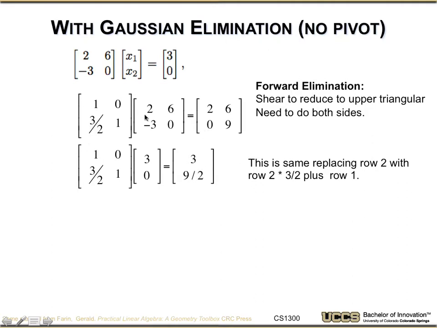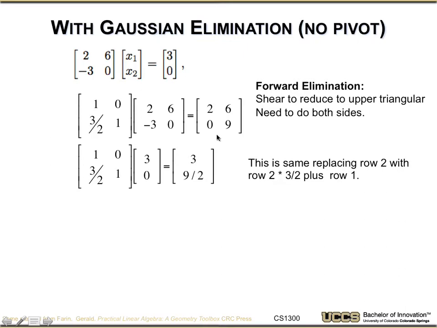Now, we've described it here with shear matrices. You can also look at this just in terms of elementary row operations. So I can say this is replacing row 2 with row 2 plus 3/2 times row 1, which is really what this matrix is telling me. Multiply row 1 by 3/2 and add it to row 2, and that's going to give me the item that's going to show up in this new location here.